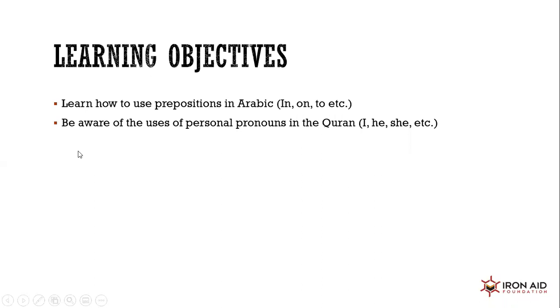And the second thing is to be aware of the uses of personal pronouns in the Quran. Now, we have already gone through the detached pronouns, huwa, hum, hiya. Inshallah, we will go through, no, we haven't, sorry, my mistake. So we'll be going through the uses of personal pronouns in the Quran today. Sorry, my mistake, we haven't done that. So we'll do that, inshallah, in today's lesson.